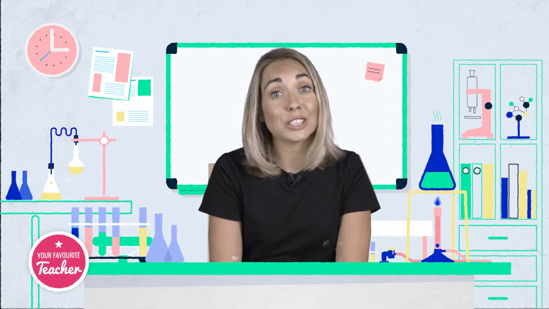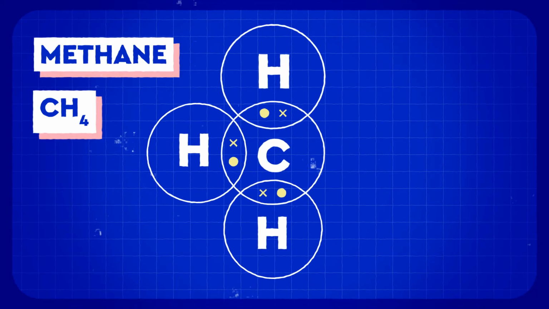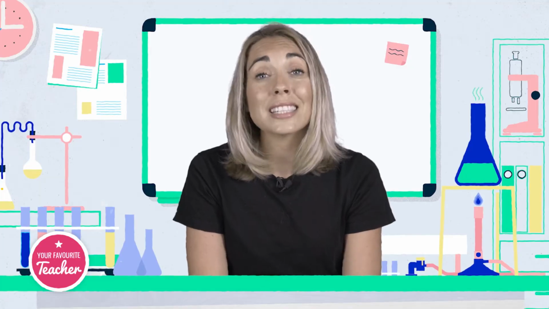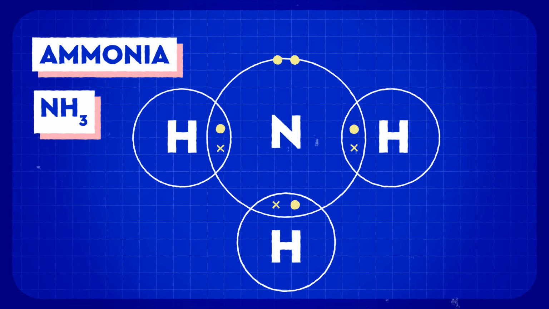Methane, or CH4, is one of the several covalent molecules you need to remember. It's made up of 1 carbon atom and 4 hydrogen atoms. Ammonia, NH3, is another of those examples. 1 nitrogen atom forms 3 bonds and hydrogen atoms form 1 bond each.